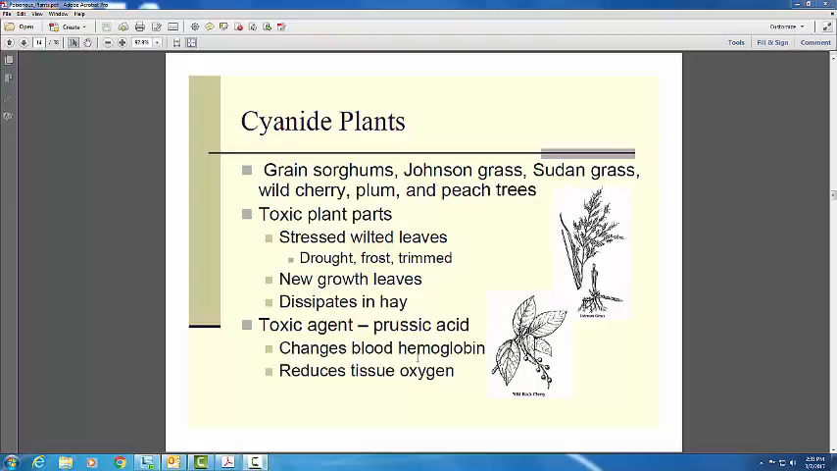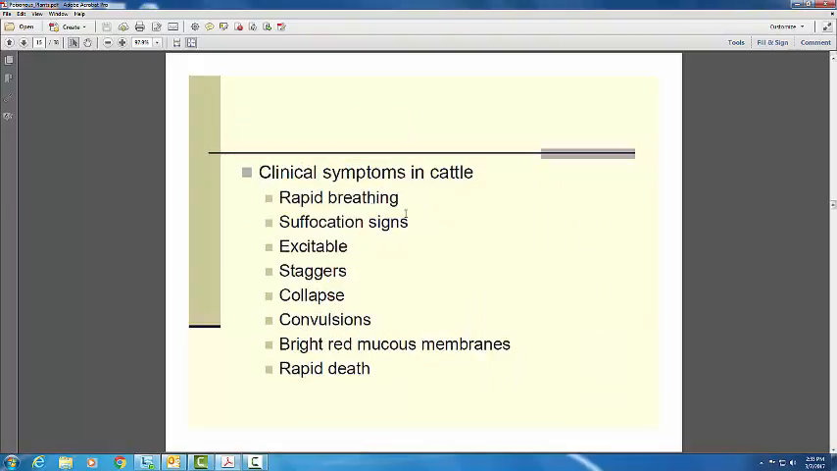This component binds to the hemoglobin, and the hemoglobin is the red color in the blood, and that red color is the capacity of the red blood cell to transfer oxygen. So when a hemoglobin binds to prussic acid, that hemoglobin cannot transfer oxygen anymore. So it's going to reduce tissue oxygen, and it's going to create suffocation problems with rapid breathing, hyperexcitability.